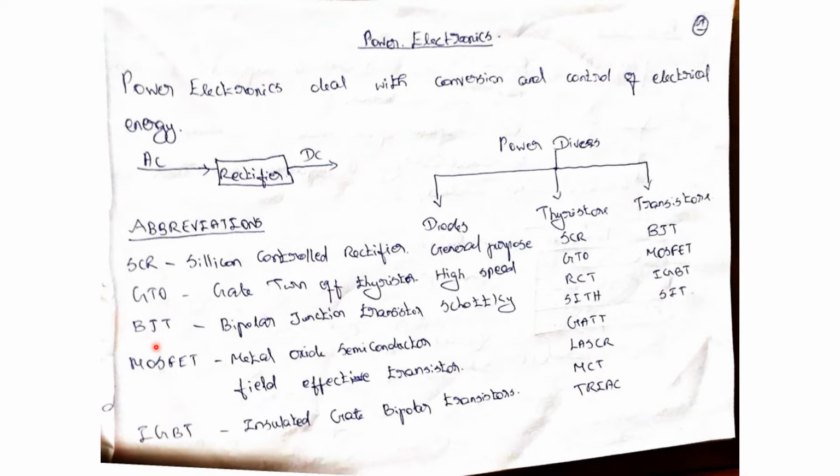Here I said BJT means bipolar junction transistor, isn't it? Bipolar means those devices use two charges. They carry both electrons and holes, I mean negative and positive. That's why we are giving the name bipolar.